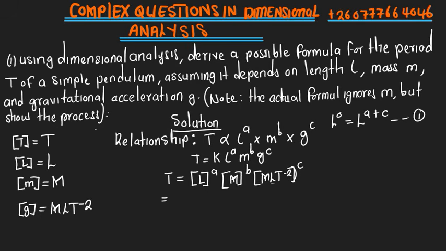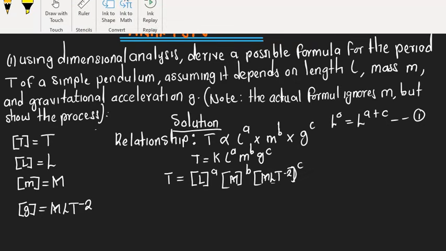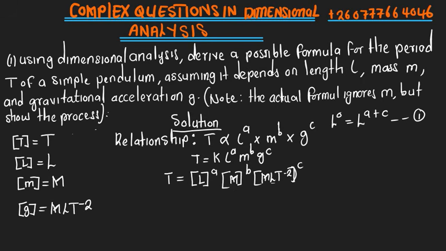Let's try to derive the second formula. The second formula is going to have an m. Because we do not have m on the left, we're going to say m to the power 0 is equal to, so if you're multiplying the same base, you add the powers. So we have m to the power B plus, then this m is also contained in g to the power C, so it will be plus C. This can be our second formula. So formula 2 is going to be m to the power 0 is equal to m to the power B plus C. This becomes our second equation.